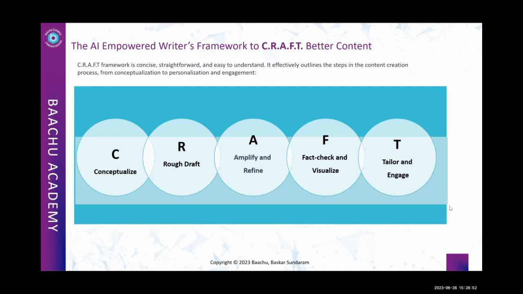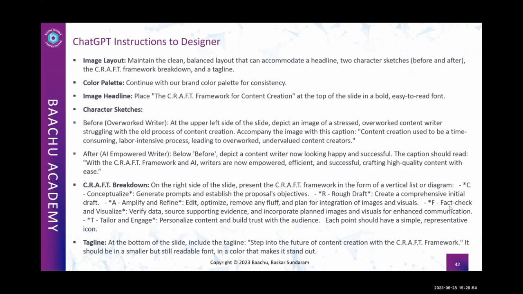So I put it in ChatGPT, and ChatGPT gave me the instructions for my designer saying, hey designer, your layout should be like this. I just want to have an image headline with CRAFT framework for content creation. And I need to create 2 sketches, one for an overworked writer, then an AI empowered writer. In the upper left, you want to do this. In the lower left, you want to do that. And all these things should be the key messages.